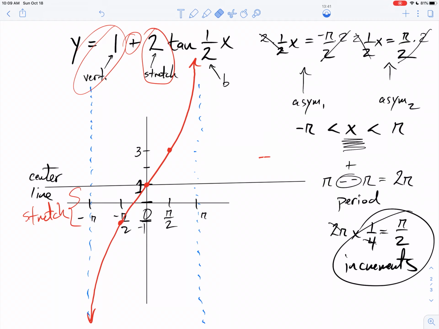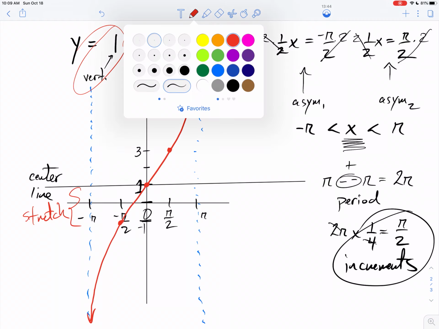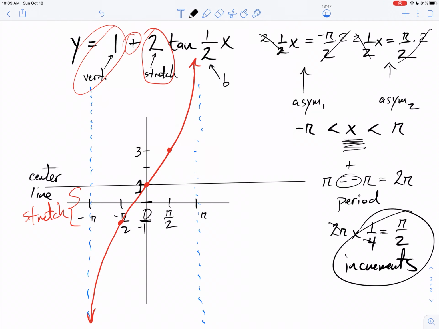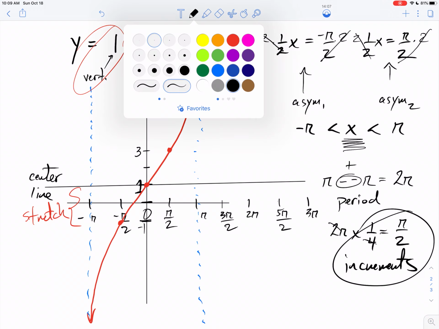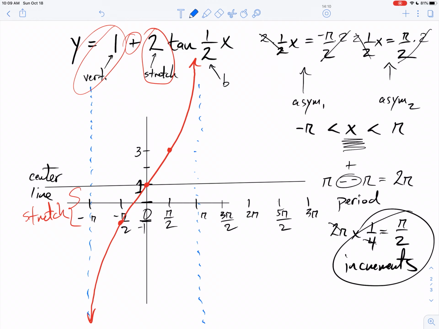So let me get this out of the way, and I'm going to just keep my same pattern here. I'm going to use black for this. If I were to mark this off, I'd say 3 pi halves, 4 pi halves, let's reduce it, 5 pi halves. And I need one more dash, that would be 6 pi halves, I'd call that 3 pi, right? And I would then be able to sketch in another asymptote. I'm running out of room on this pad, but that's what I got. And let's get this extended a little bit here.